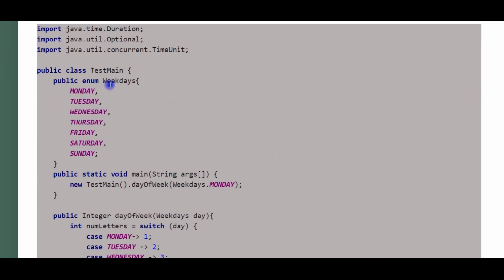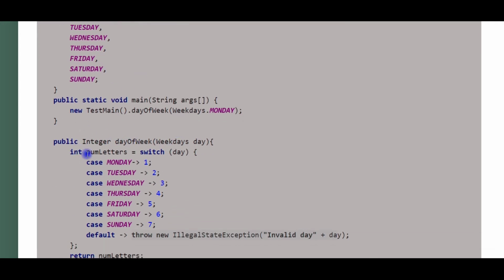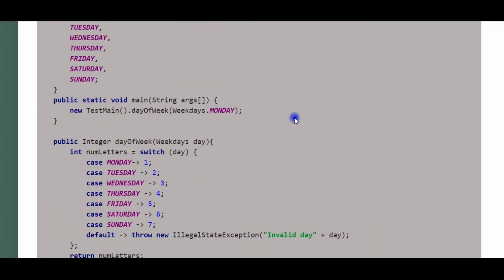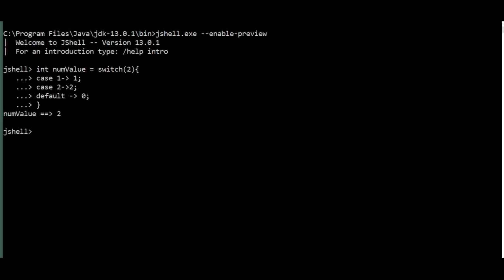So here this is an example. We have an enum and we are passing this enum into this switch block, and as per the value it will return a value, and that value will be assigned to numLetters, and that will be printed over here. So let's see this with a simple example. Here JDK 13 is installed on my machine. This switch expression enhancement is in preview mode, so let's enable the preview. jshell --enable-preview.